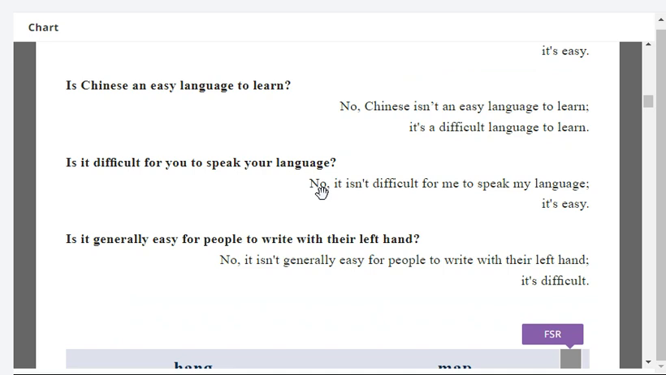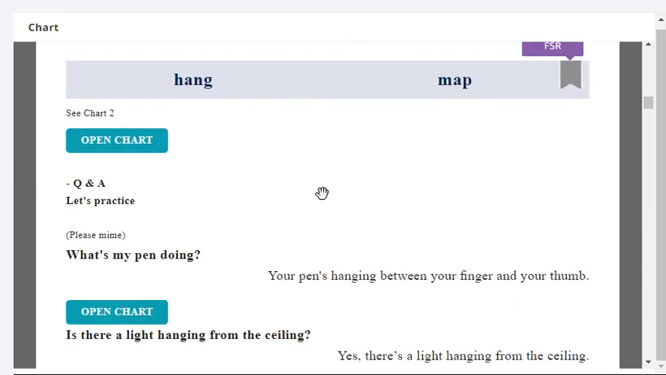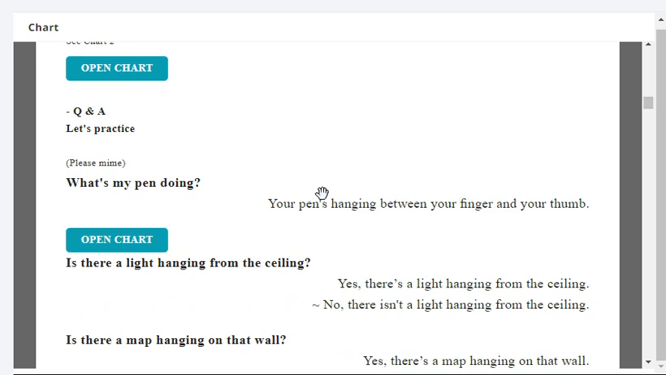Is it generally easy for people to write with their left hand? No, it isn't generally easy. It's difficult. Very good. What's my pen doing? Your pen's hanging between your finger and thumb. Very good.